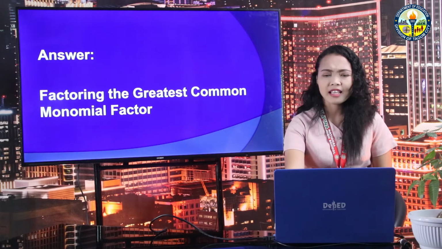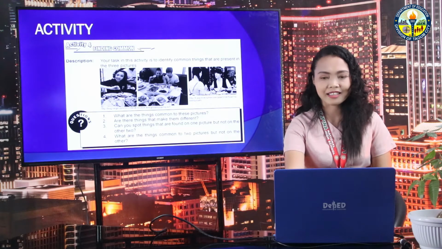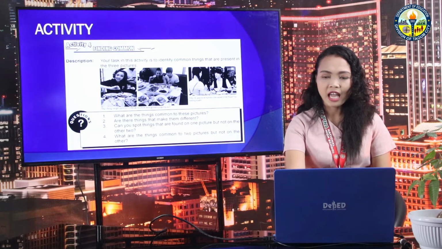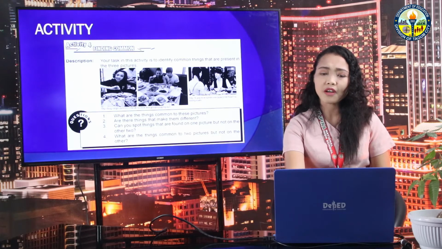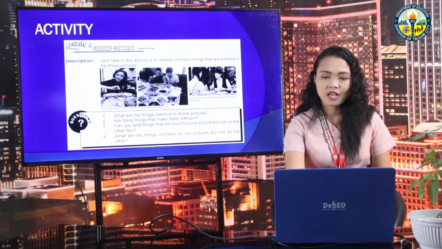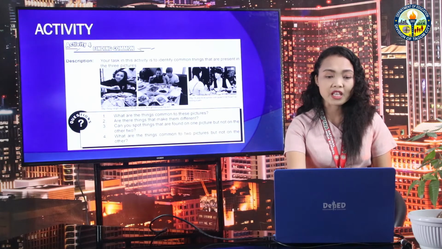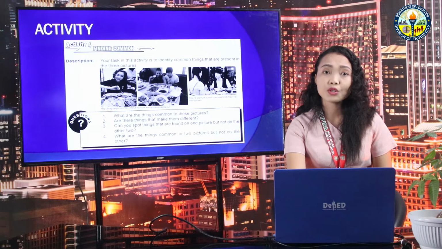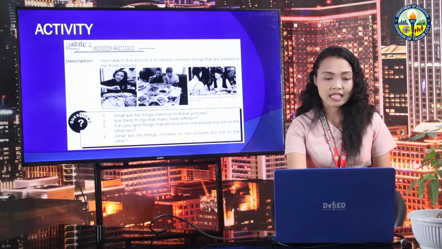But before that, let us have a picture analysis. Okay, now I would like everyone to focus on this. Your task in this activity is to identify common things that are present in the 3 pictures. Okay, so the first picture shows that the girl is eating. In the second picture, the couple are eating. And in the third picture, the boy and the girl are eating.